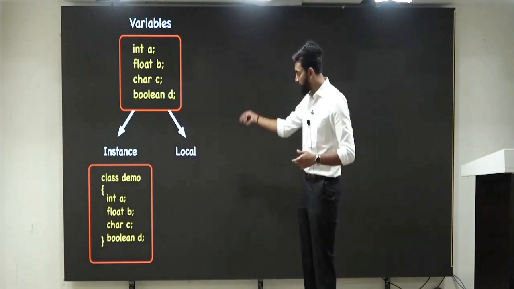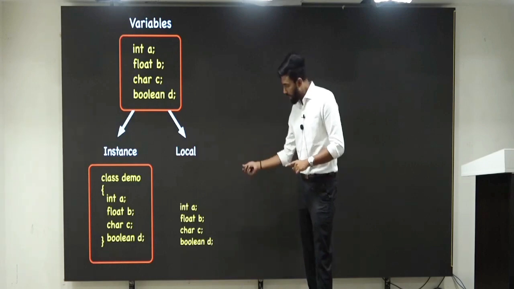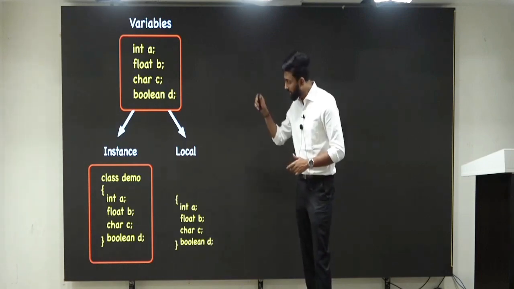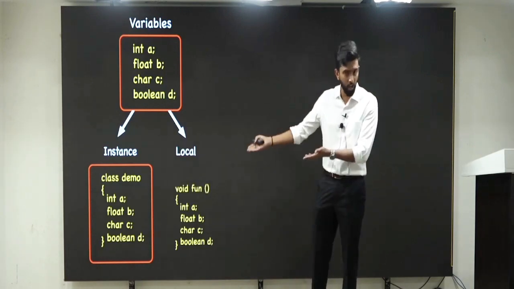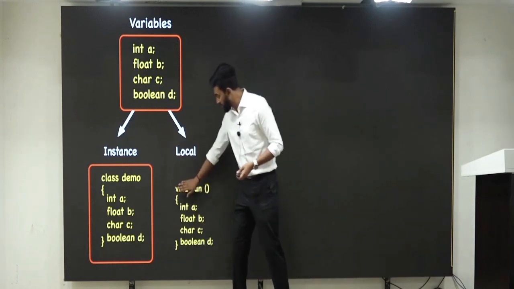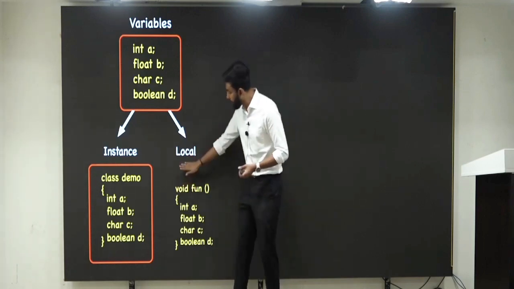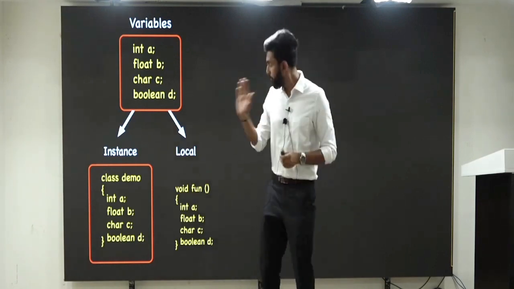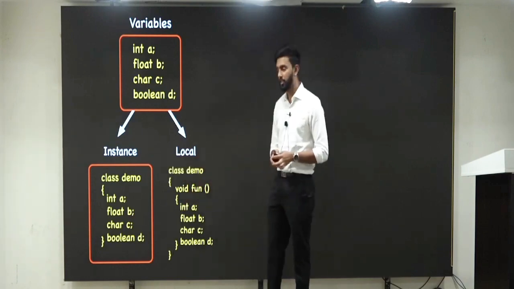Now the question is, what is local? Watch it. Same four variables I am writing. But this time, first I will put these variables inside a function or inside a method like this. What are called functions in C, C++, are called methods in Java. You can call it whatever, I am calling it fun. Now in Java there is a rule. Every piece of code should compulsorily be inside a class. Nothing can be outside a class. Which means this method, I should put inside a class.